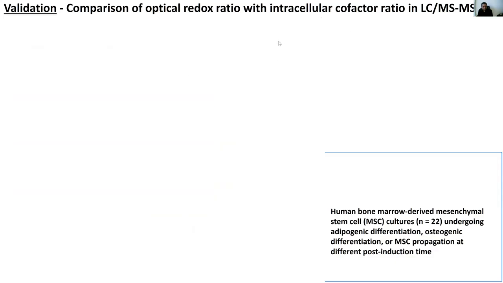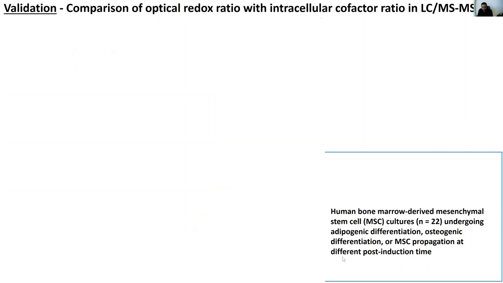Now, of course, this requires validation. One of the major validations comes from the intercellular cofactor ratio based on liquid chromatography mass spectroscopy, which has been the gold standard in the system. Of course, it doesn't give you cell-to-cell variation or intercellular variation, but this has been biologically the gold standard.